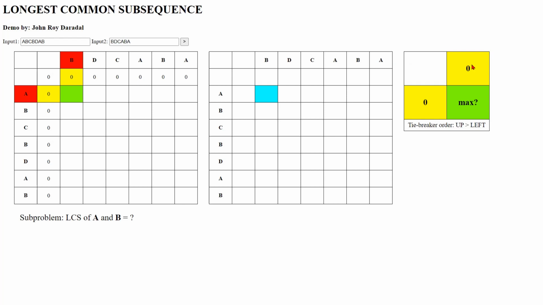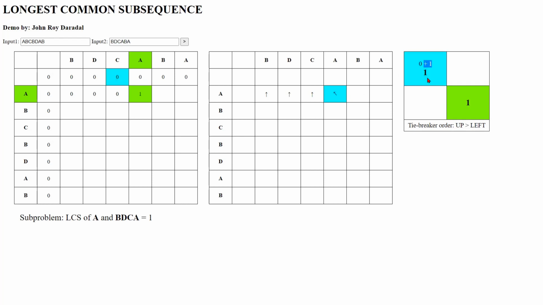It's just a simple comparison of whichever is the max. We won't add anything, right? Because they're not common anyway. So it's max of 0 and then up. And then here, it's also not equal. So max of 0, up. This one is also not equal, so 0, up. But this time, A and A are equal, right? So this is common. So we'll look at the diagonal and then add 1 to that one. So plus 1, so the max is 1. And then the direction is diagonal.